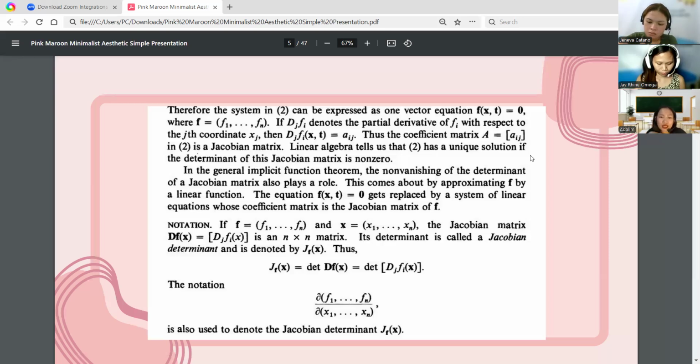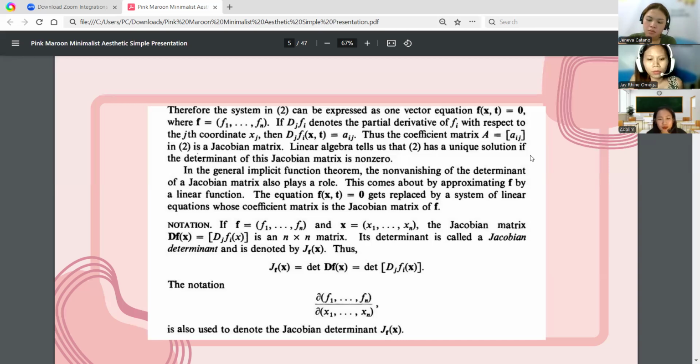In the general implicit function theorem, the non-vanishing of the determinant of the Jacobian matrix also plays a role. This comes about by approximating f by a linear function. The equation f(x,t) equals 0 gets replaced by a system of linear equations whose coefficient matrix is the Jacobian matrix of f.